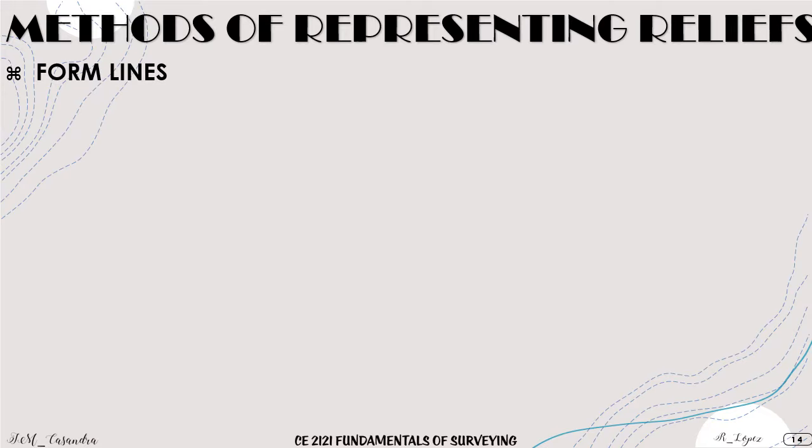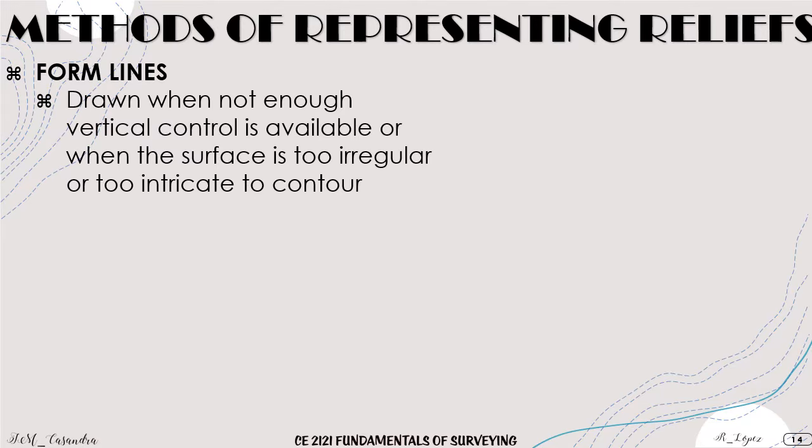So next method of representation for relief is your form lines, which are drawn when there is not enough vertical control point available, or when the surface is too irregular or intricate to contour.